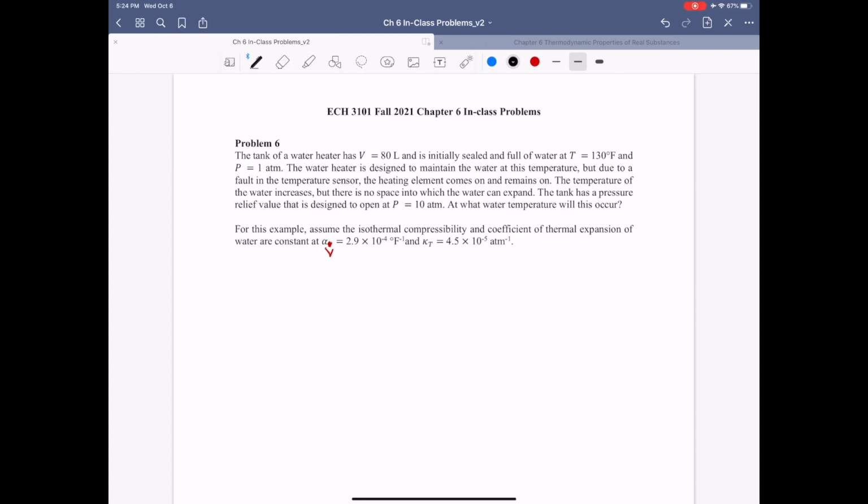In this problem, we're going to practice using the calculus of thermodynamics to analyze a liquid system. We have a tank of a water heater that has a volume of 80 liters and is initially full of water at a temperature of 130 degrees Fahrenheit, and that water is at atmospheric pressure, 1 atm.